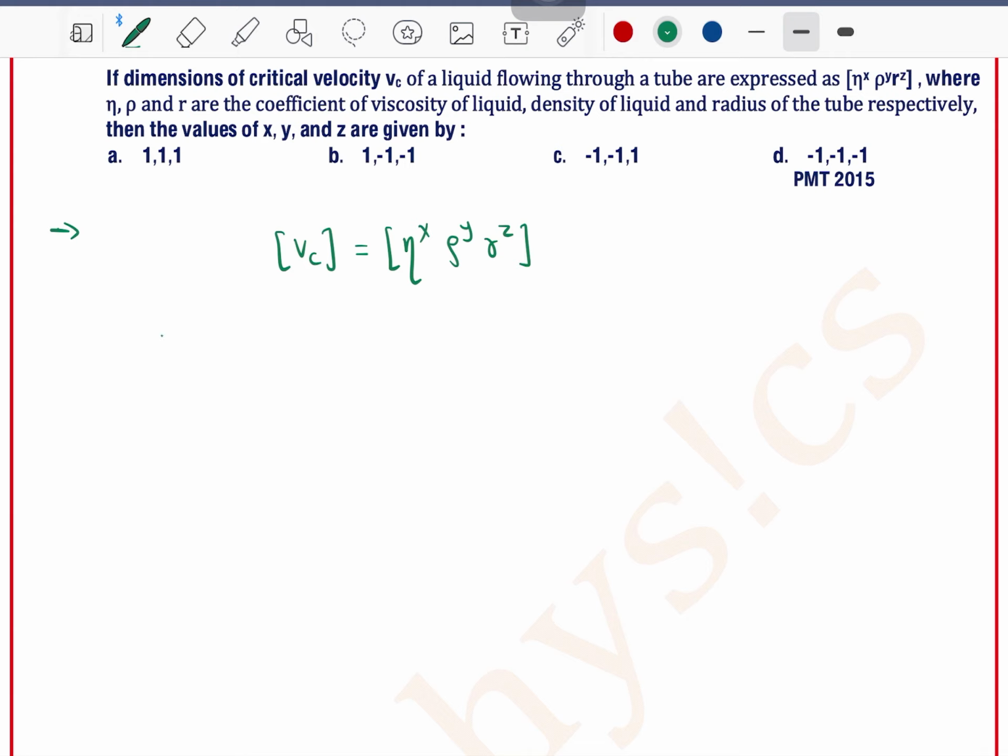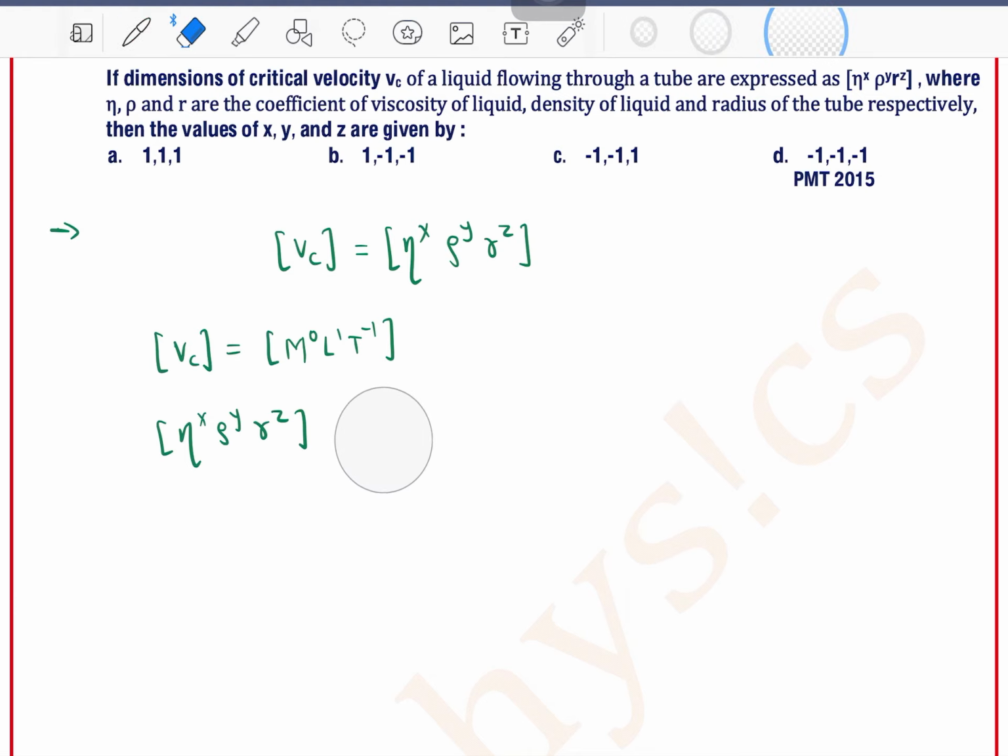Now, we'll compare the dimension of critical velocity and this term. So what is the dimension of critical velocity? It is a velocity, right? Velocity is displacement upon time. So we can write M0 L1 T minus 1 as the dimension of critical velocity. Now, the dimension of the coefficient of viscosity, rho to the power y, r to the power z. Now, what is the dimension of eta?